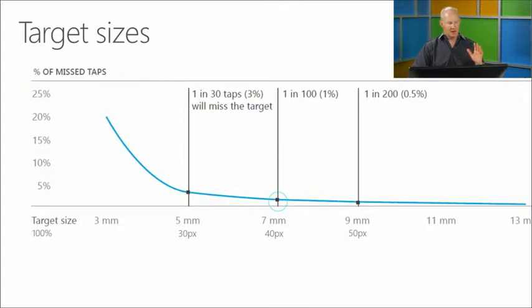If you compare the percentage of missed taps or unsuccessful target hits versus the size of the element, we found that 7 millimeters or 40 pixels is really the recommended minimum size. It resulted in about 1 in 100, or 1%, of taps missing the target for your user. And this is a spectrum, so you need to think about your scenarios and your target audience and tune from here. But that 40 pixel size is the recommended minimum based on the data we collected, and it's what we use in a lot of our apps as well.